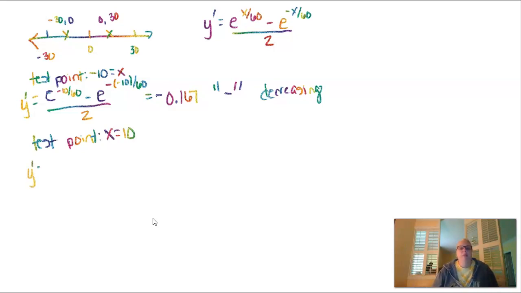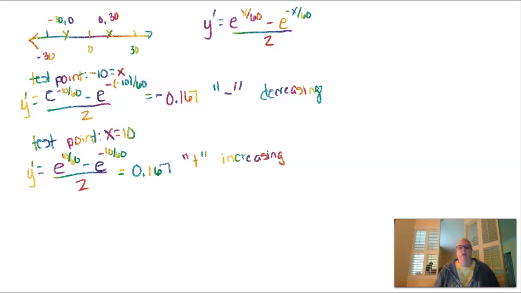So y prime is going to be equal to e to the positive 10 over 60 minus e to the negative 10 over 60, and then this is going to be over 2. And I'm going to put this in my calculator and see what I get. This gives me positive 0.167. This is a positive. It is, in fact, increasing over here on the right. And what this tells me is that we have a minimum.